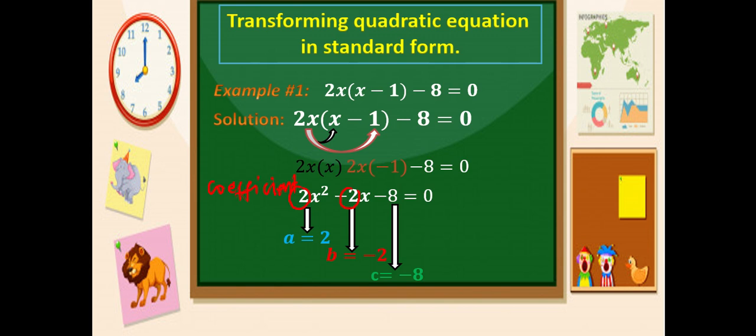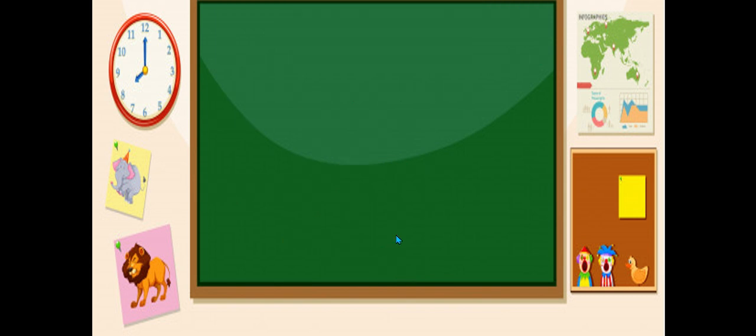Okay? So, kapag binigyan kayo ng problem, okay, transform this equation in standard form and find the values of A, B, and C. So, ganito po yung pagkuha ng values for A, B, and C. Kung ano po yung coefficient. Okay? Alright. So, next example.